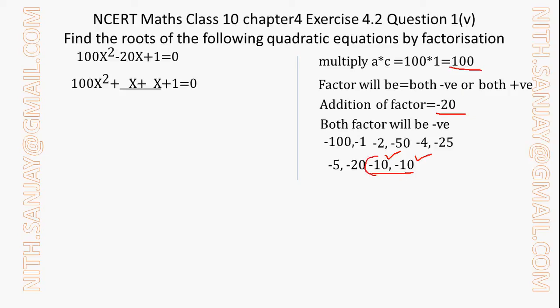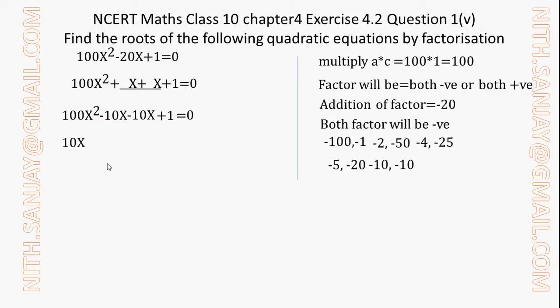Now I will fill this value here. I will fill minus 10 here, and this other value I will fill here. So what I will get is 100x square as it is, which I have taken. Now here I will fill minus 10, so I will get minus 10x. I have placed this minus 10 here, so again I will get minus 10x plus 1 is equal to 0.